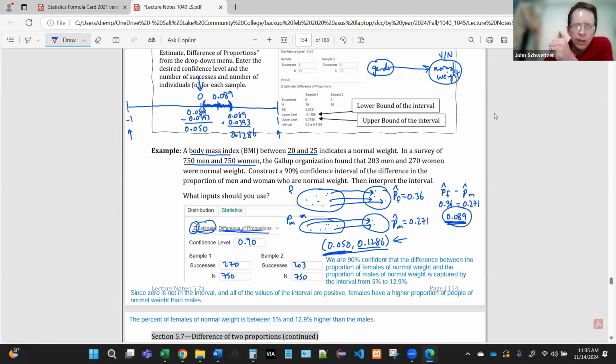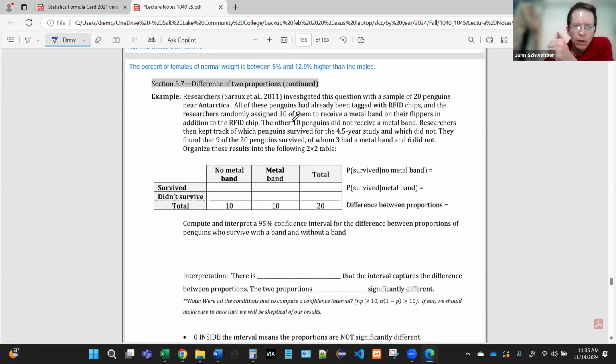And so let's continue with that. Let's look at another example, unless there are more questions. Here, it's the same data structure. We're going to look at a categorical explanatory variable and a categorical response variable.